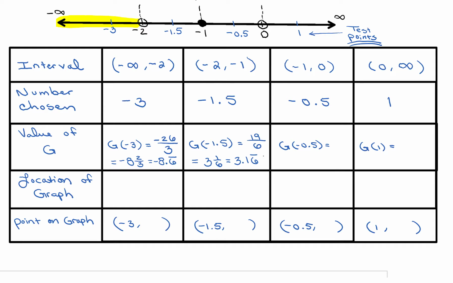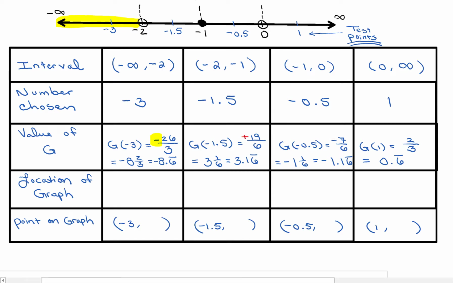And then g of -0.5, if we plug that into the calculator, we get -7/6. And that's the same thing as -1 1/6, or -1.16 with a repeating bar on it. And then we've got g of 1, and if we plug that in, we get 2/3. And 2/3, well, I'm just going to write it in decimal. I can't write that as a mixed number, right? Because it's a proper fraction. I just get 0.6 with a repeating bar on it.